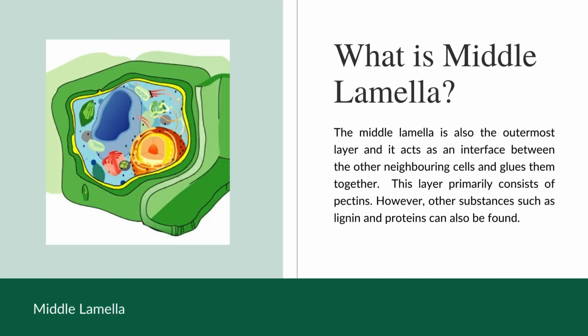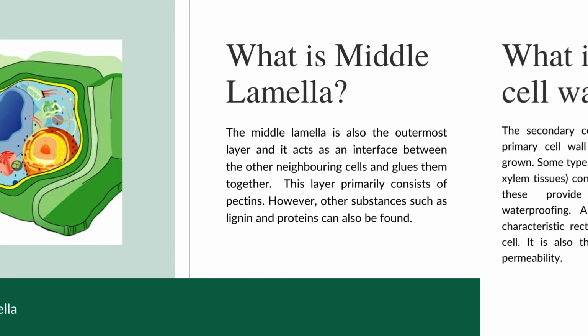Middle lamella. The middle lamella is also the outermost layer, and it acts as an interface between the other neighboring cells and glues them together. This layer primarily consists of pectins. However, other substances, such as lignin and proteins, can also be found.